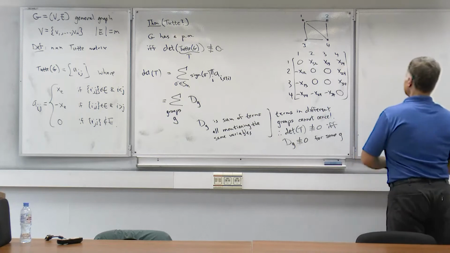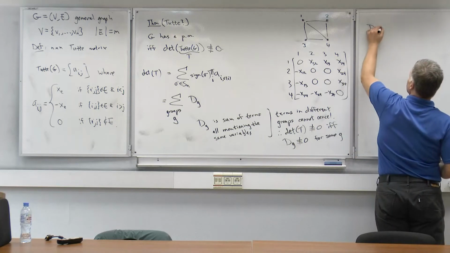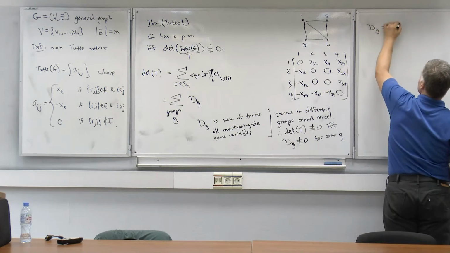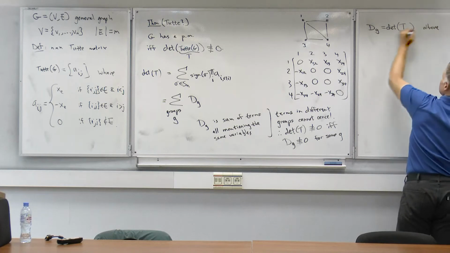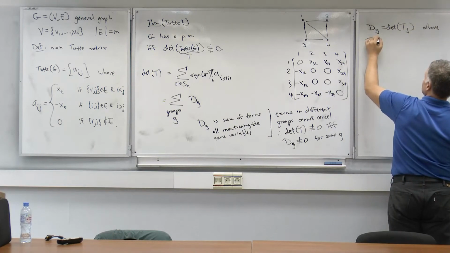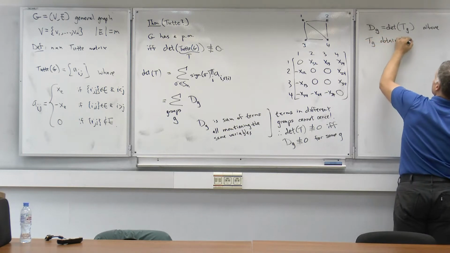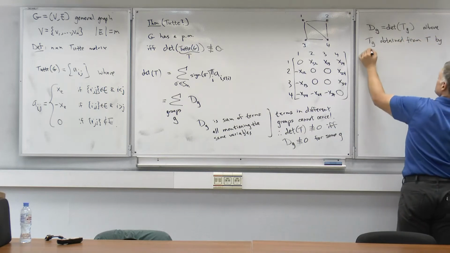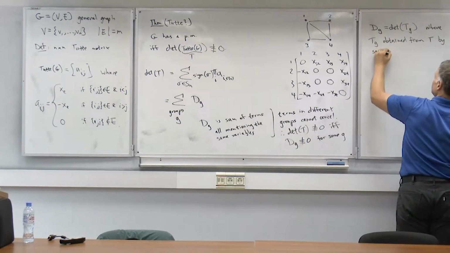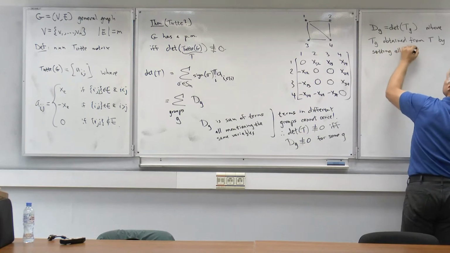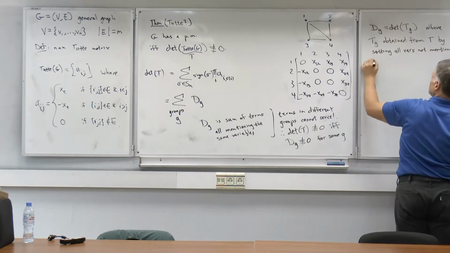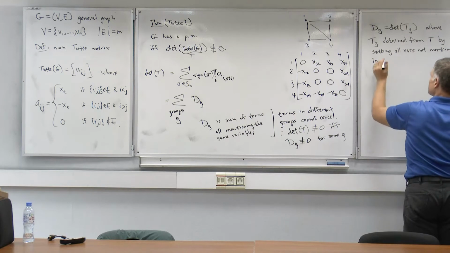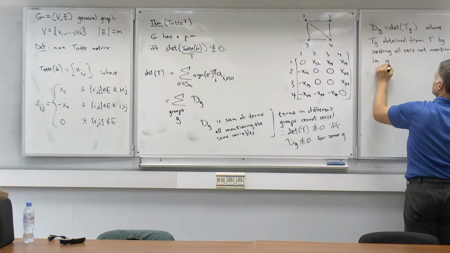So D of G is equal to the determinant of a matrix T_G, where T_G is obtained from T by setting all variables not mentioned in group G to zero.